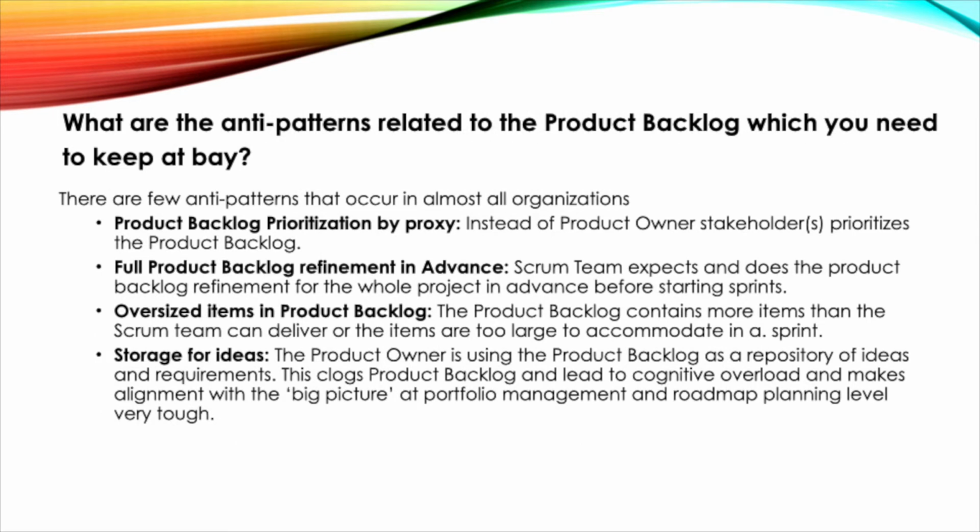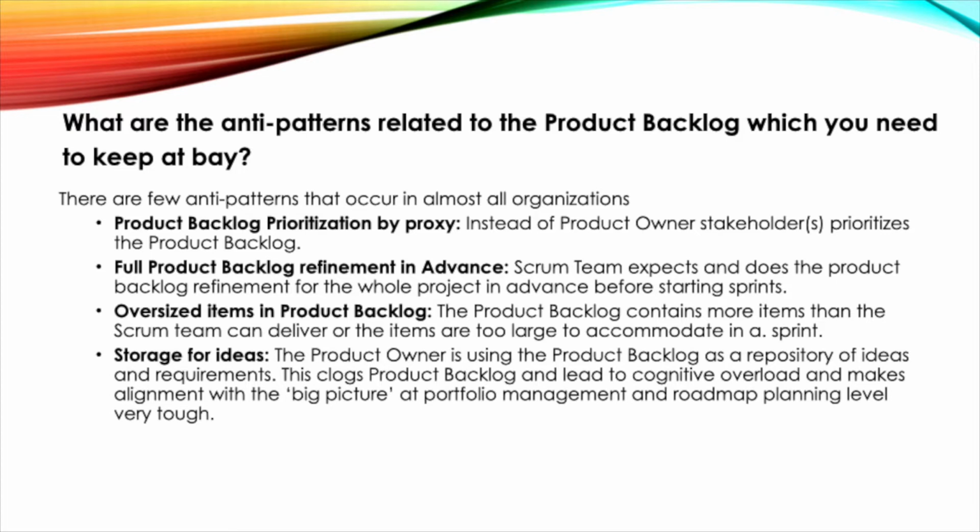What are the anti-patterns related to the product backlog which you need to keep at bay? There are a few anti-patterns that occur in almost all organizations: product backlog prioritization by proxy. Instead of the product owner, stakeholders prioritize the product backlog. Full product backlog refinement in advance. The Scrum team expects and does the product backlog refinement for the whole project in advance, before starting sprints.